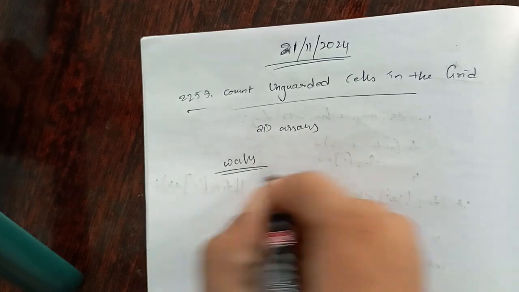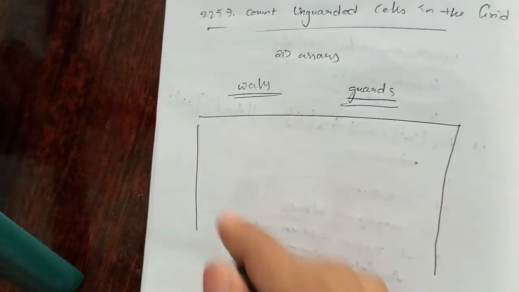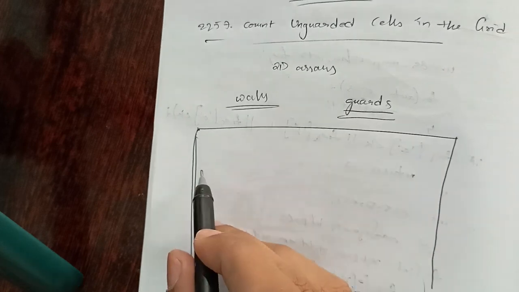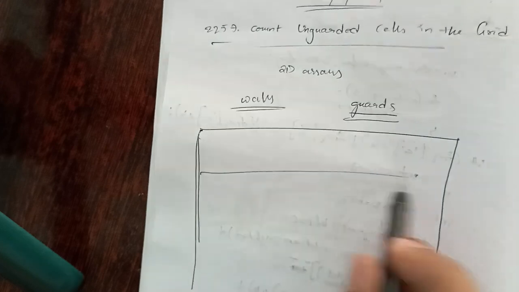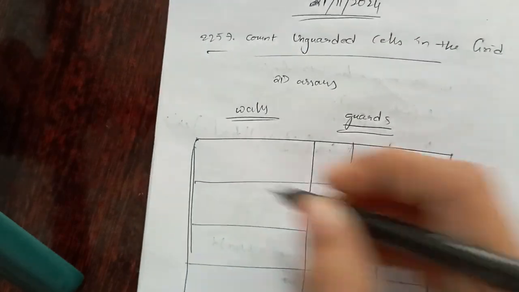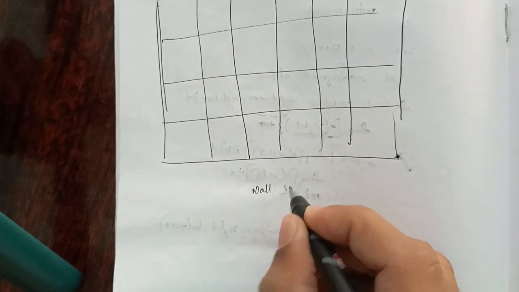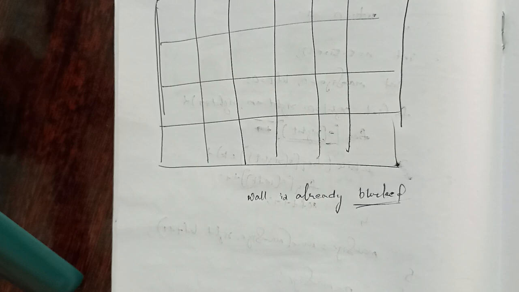One is walls and another is guards. In the given example, there are 4 rows and 6 columns. Now they have given a condition that a wall is already blocked. That means it is already a guarded cell.